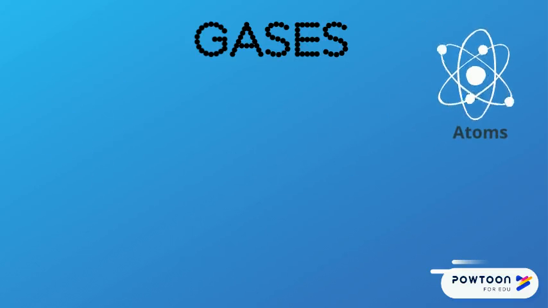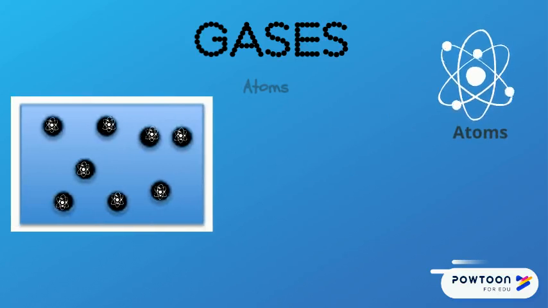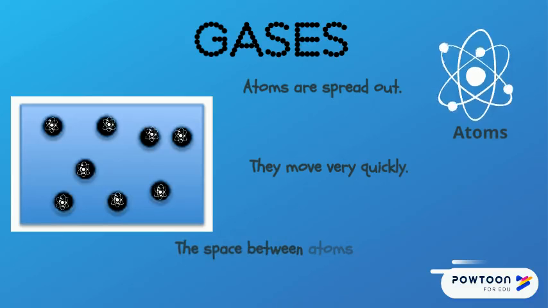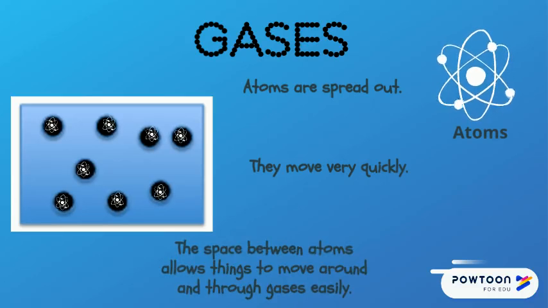So what are the atoms in gases actually doing? The atoms in a gas are well spread out. They are moving very quickly. The space between the atoms allows things to move around and through gases easily.